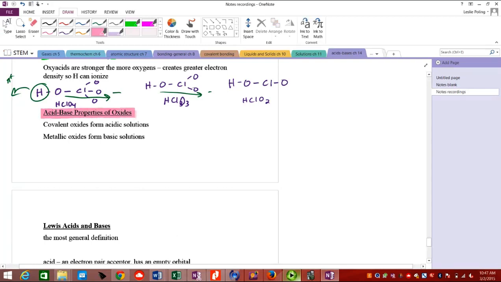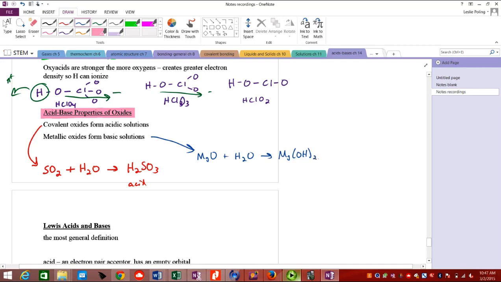Acid properties of oxides. Well, we could have a covalent oxide like SO2. Now, when it reacts with water, we get acid. A metallic oxide, MgO, when it reacts with water, it makes a hydroxide, which is a base.